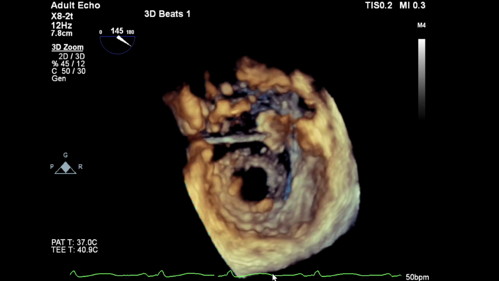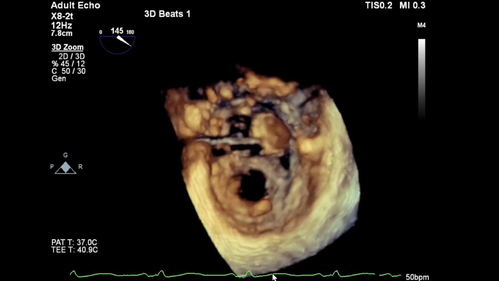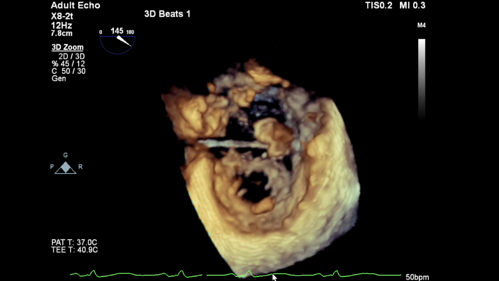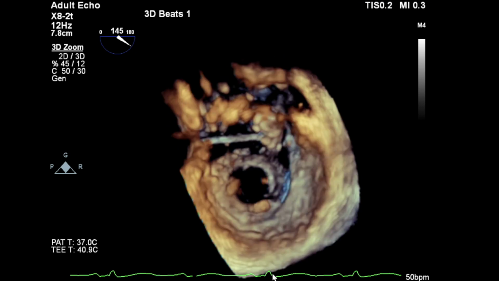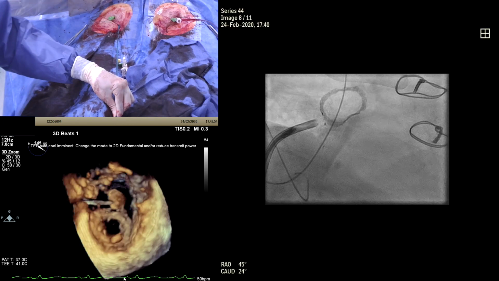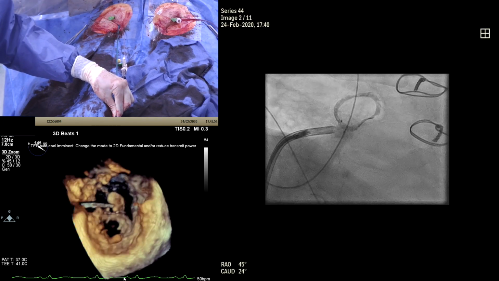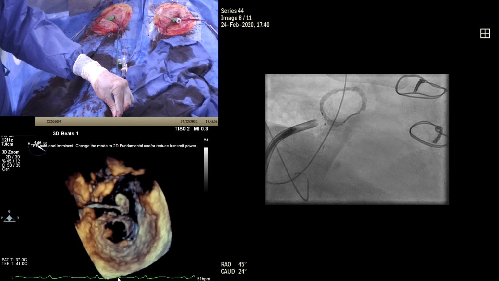There's just going to be a lot of tension on it. That's the problem, and it might ping. Okay, so that's good. So it's coming down slowly. Okay, so that's looking as though it's really on the mitral annulus. Okay. And auto cool imminent.